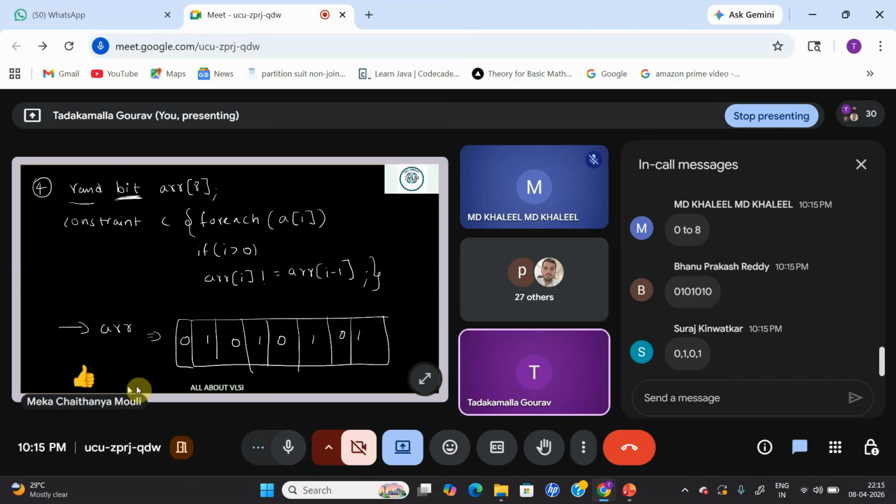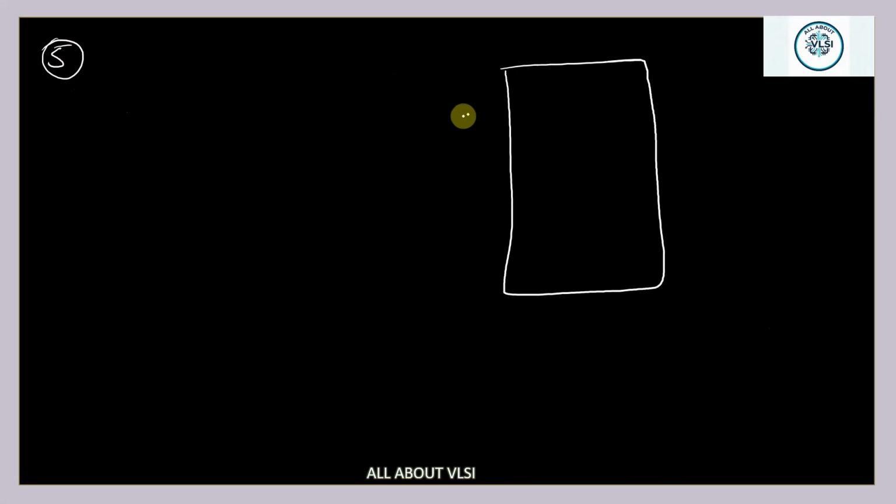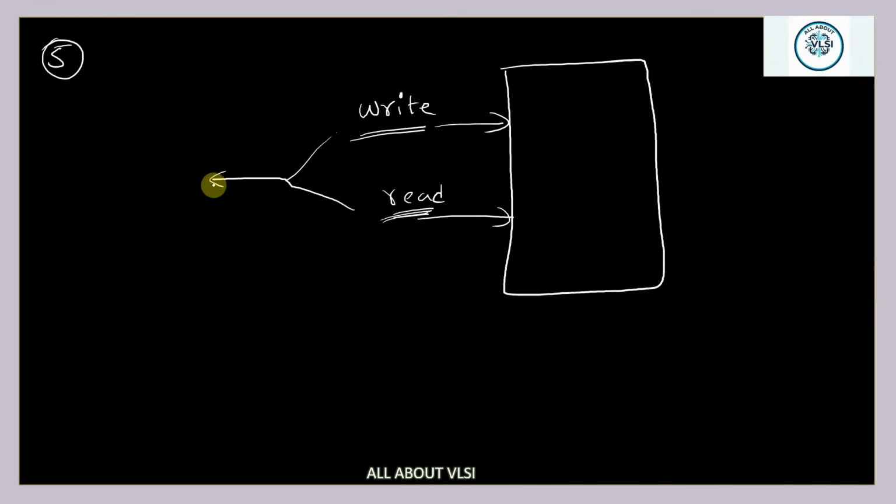Yes. Okay. Now, let's take one more question over here. So let's say I have a sequence of 16-bit memory operations. So let's say I have a memory like this, and this memory will have the write enable signal and read enable signal. Collectively, they should be applied 16 number of times.